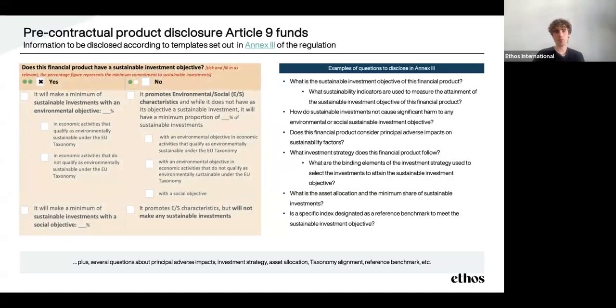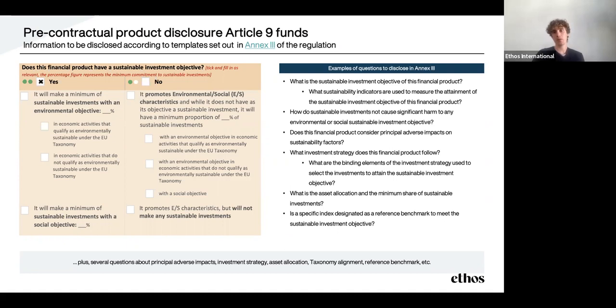Here's the same template, but for Article 9 funds. So here then, does this financial product have a sustainable investment objective? Yes, it will make a minimum of sustainable investments with an environmental objective, then you get the percentage there. Are they in economic activities that are qualifying as environmentally sustainable under the EU taxonomy? Are they in economic activities that do not qualify as environmentally sustainable under the EU taxonomy?